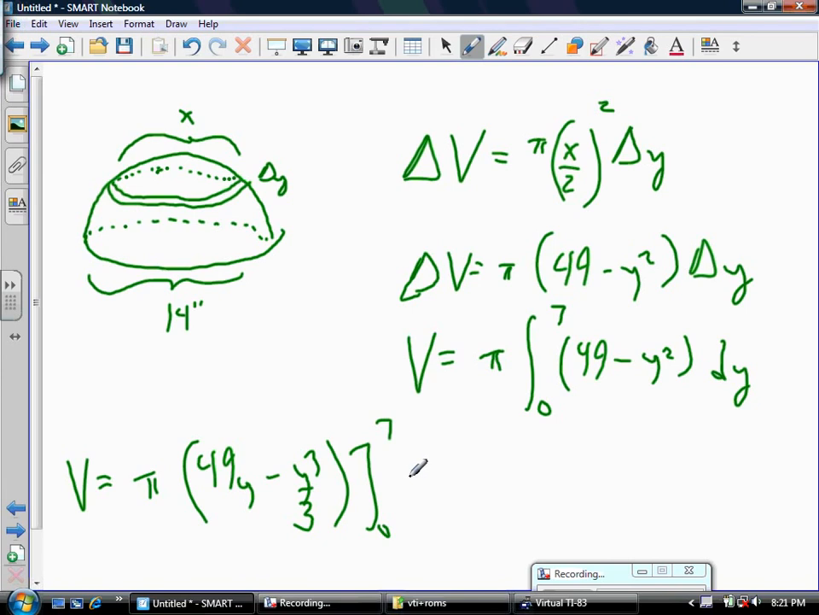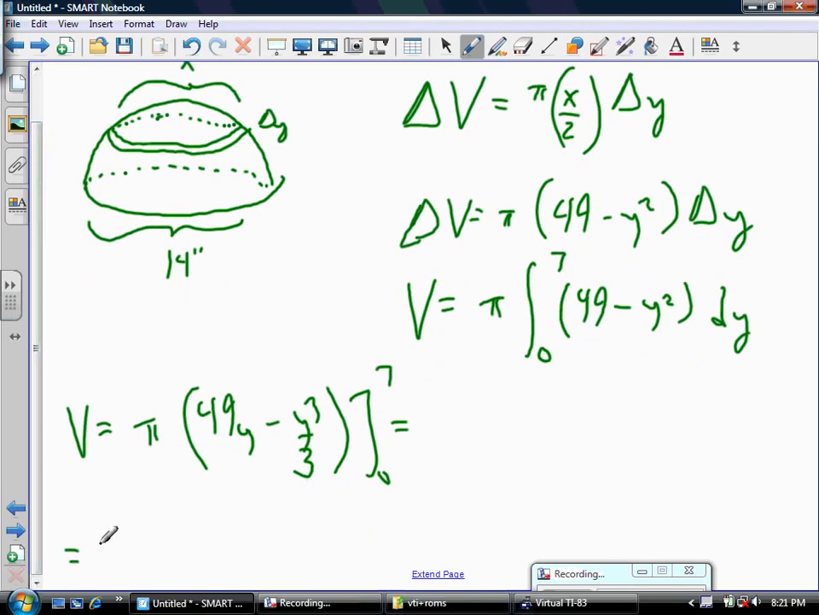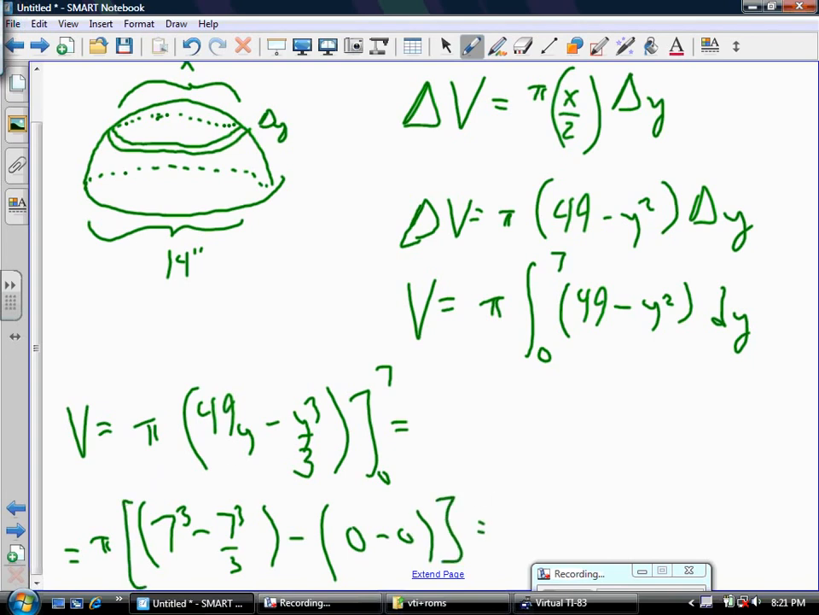As per the fundamental theorem of calculus part 1, you plug in 7, so you get 49 times 7. Isn't that 7 cubed, by the way? 49 times 7 is 7 squared times 7. Minus 7 cubed over 3. Minus plug in 0: 49 times 0 and 0 cubed, and all of this times pi. What did you get? What's 7 cubed minus 7 cubed over 3?